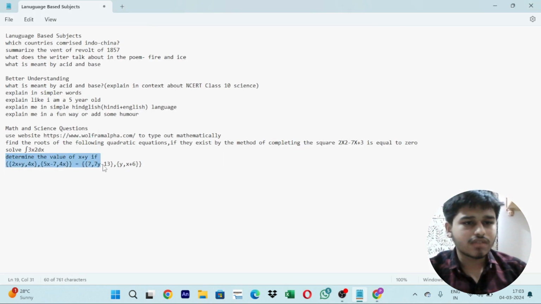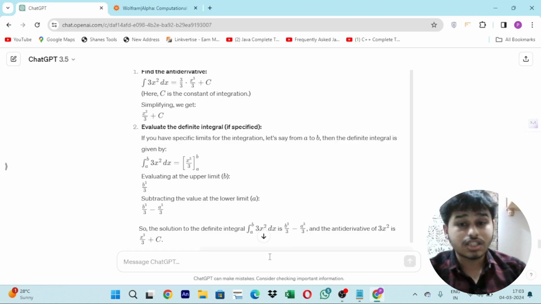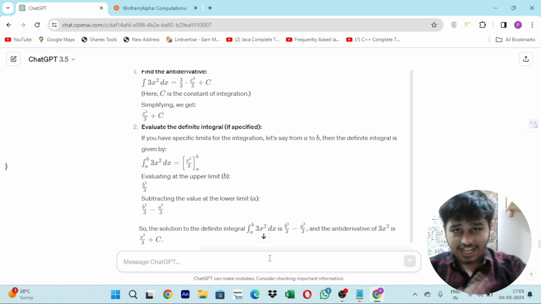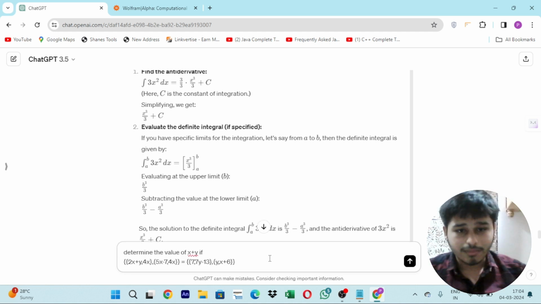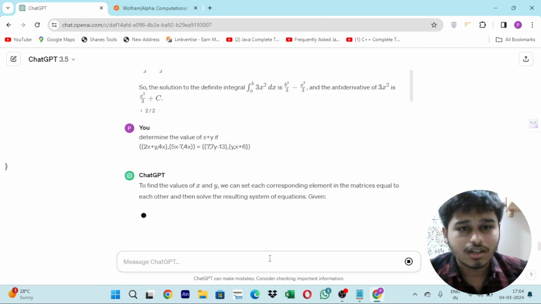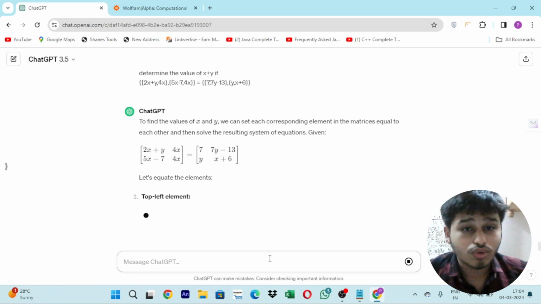So now just copy this equation: determine the value of x plus y. Okay, and we'll ask ChatGPT to solve this matrix question of determining the value of x plus y. We'll just paste it over here and click enter. Okay, so now let's see the response that ChatGPT is giving to us.